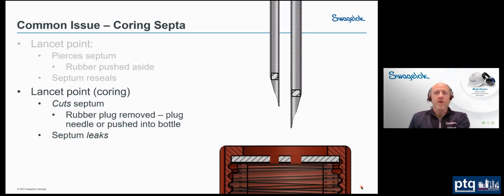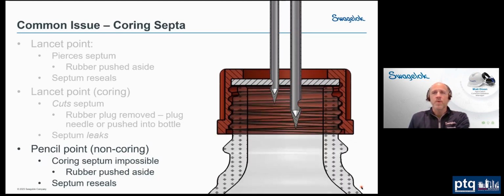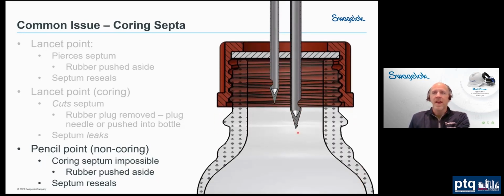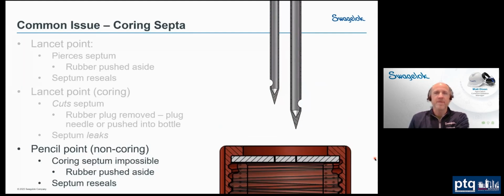So one of the ways, again, we deal with that is to go to the pencil point. And with the pencil point, you push through, and because you only have a single sharp point and not sharp edges, there's no way that it can cut a hole in the septum. Instead, it just pierces straight through. And now when we withdraw it, we've got two points that have been pierced in the septum, and we eliminate that coring problem altogether.